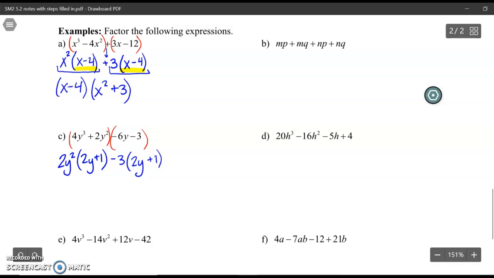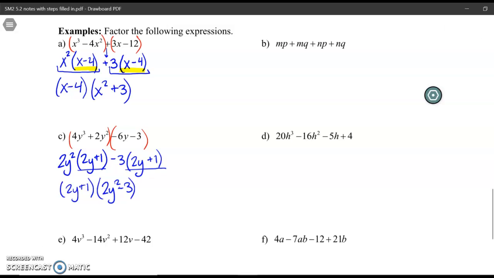Okay. So again, I've got this nice thing where these sets of parentheses match, so I can factor them out of my polynomial. And then I just put the leftover pieces inside. So 2y squared minus 3. And that would be my final factored form.